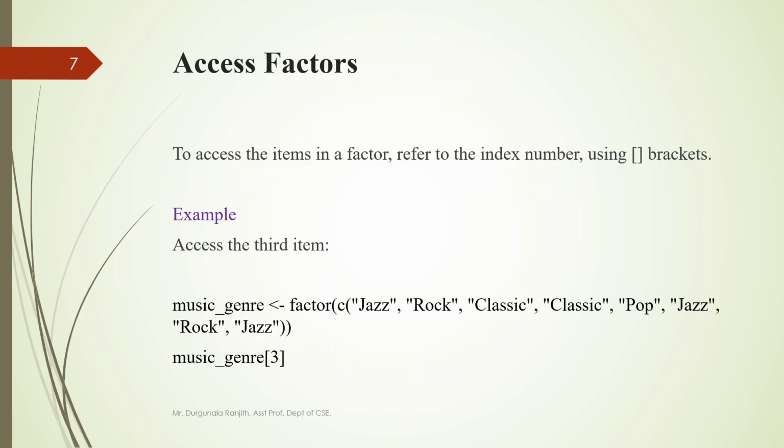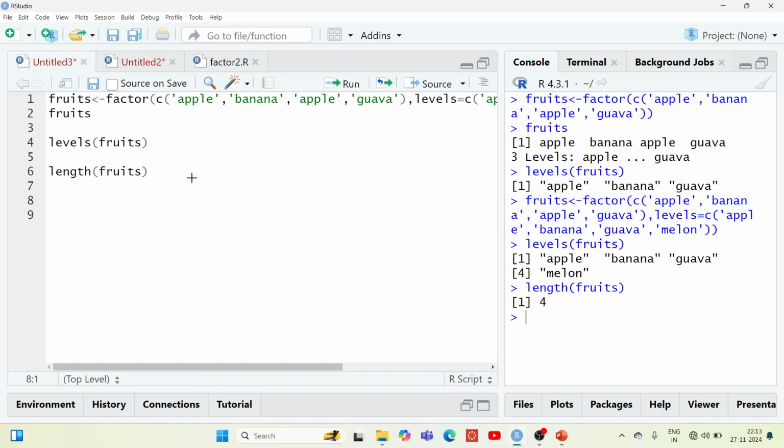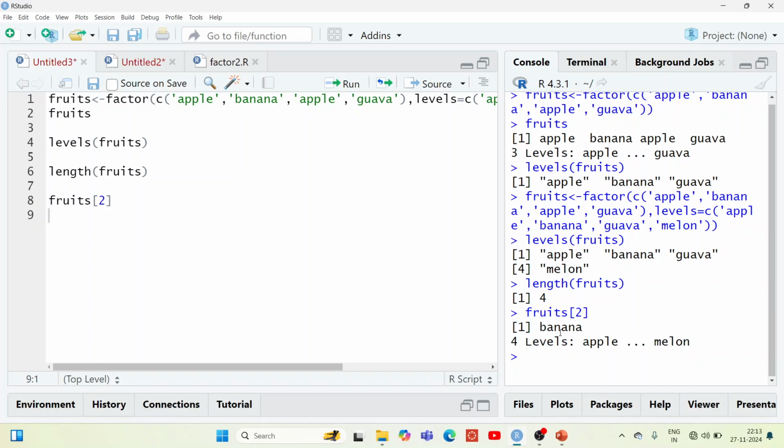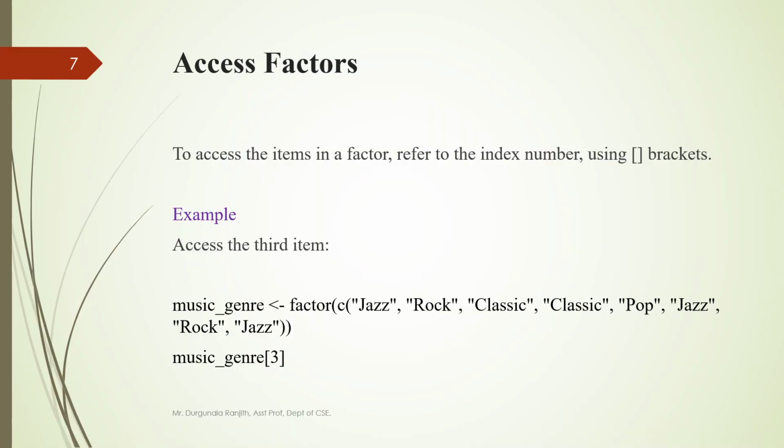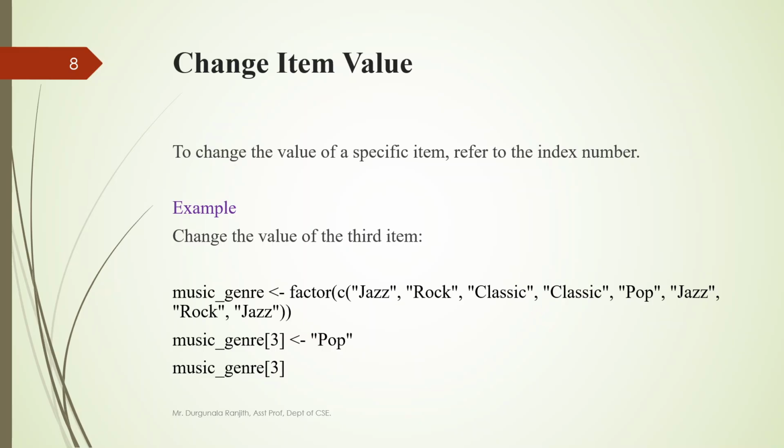And how do you access a factor? To access a factor we have to use the square brackets. So let's use fruits square bracket 2. What is the second element? The second element is banana. You see the output, banana is the output, and it is showing the levels also. When the output is given, it shows the levels also. So this is the way you can access the elements of a particular factor.